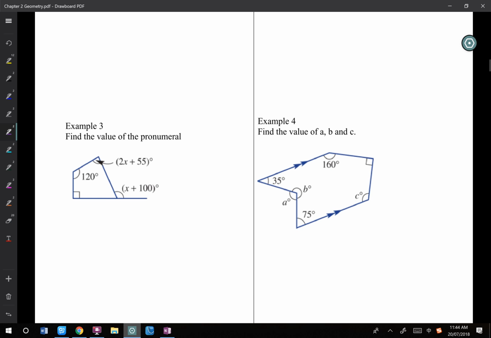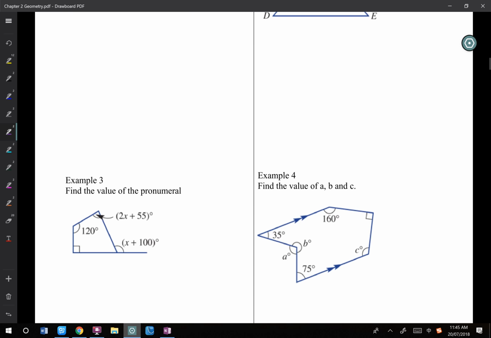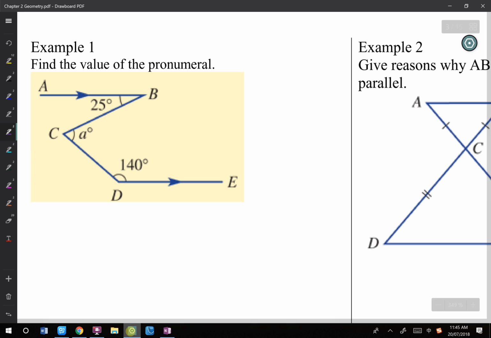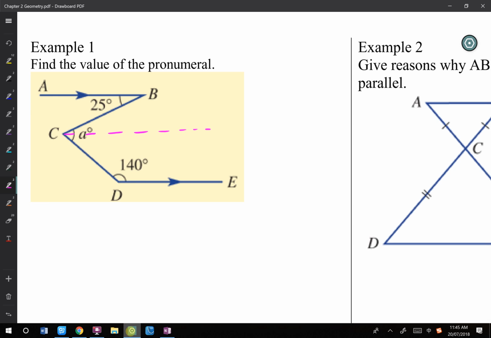I'll just do one question with you and you can do the rest. I'll do example 3 with you. I'll tell you for example 1, you need to add a line here, a parallel line. You need to draw a line parallel to AB and DE. Then you can work out the rest.